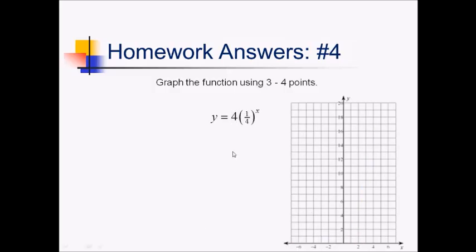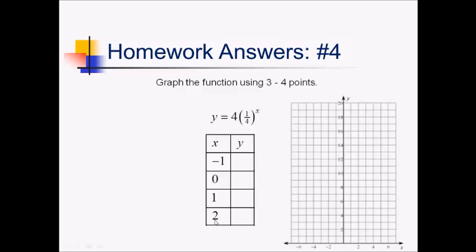For this problem, we need to graph the function 4 times 1/4 to the x. This is an exponential function. And we know that since the b value here is between 0 and 1, this is going to be a decreasing, decaying exponential function. So let's set up a table of values. We're going to use the x values -1 through 2.